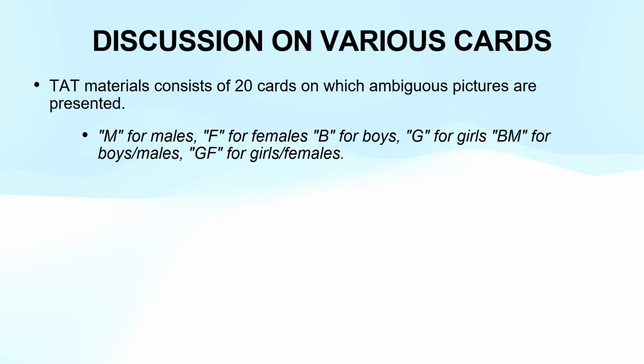Now, discussion on various cards. So we will just go through a few of the cards that are present. Again, we see that TAT material consists of 20 cards on which ambiguous pictures are presented. So out of the 31 cards you are supposed to choose 20 cards and administer them.